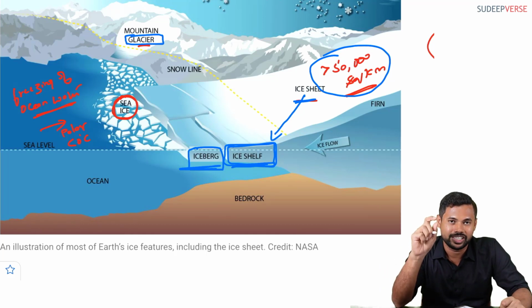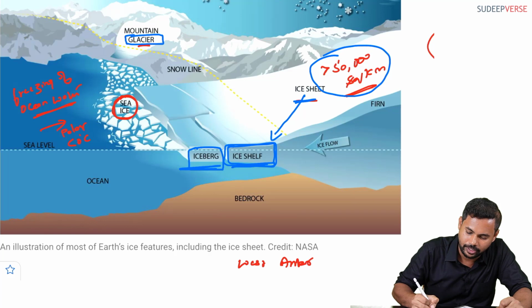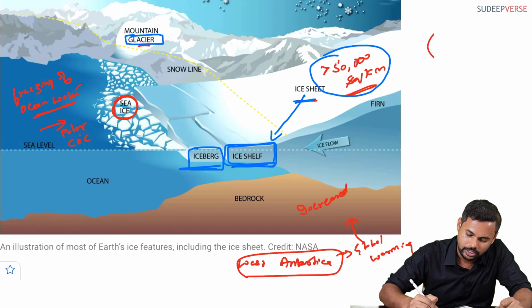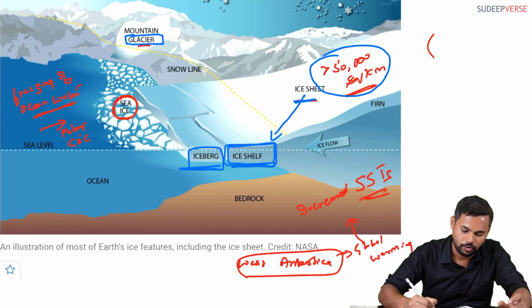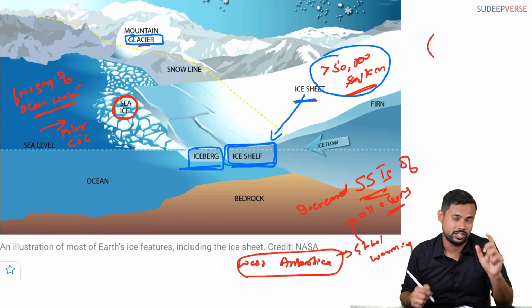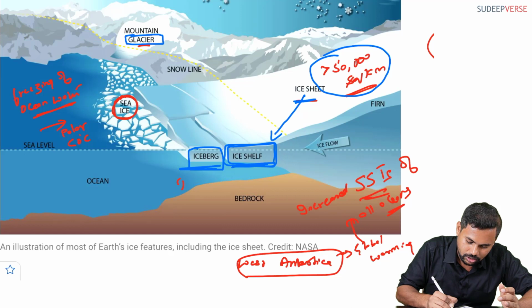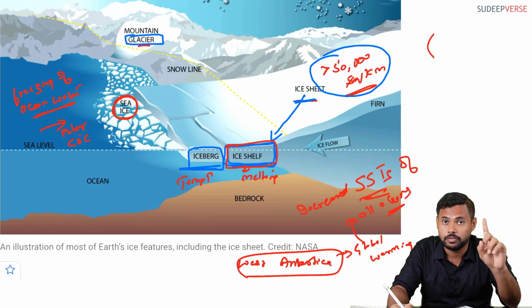So what the study is telling is, increasingly in West Antarctica, what is happening is that global warming is resulting in increased sea surface temperatures. Global warming is increasing the sea surface temperatures of all oceans. So because the temperature is increasing, what happens? The ice shelf starts melting. It is the ice shelf that melts first, not the ice sheet.